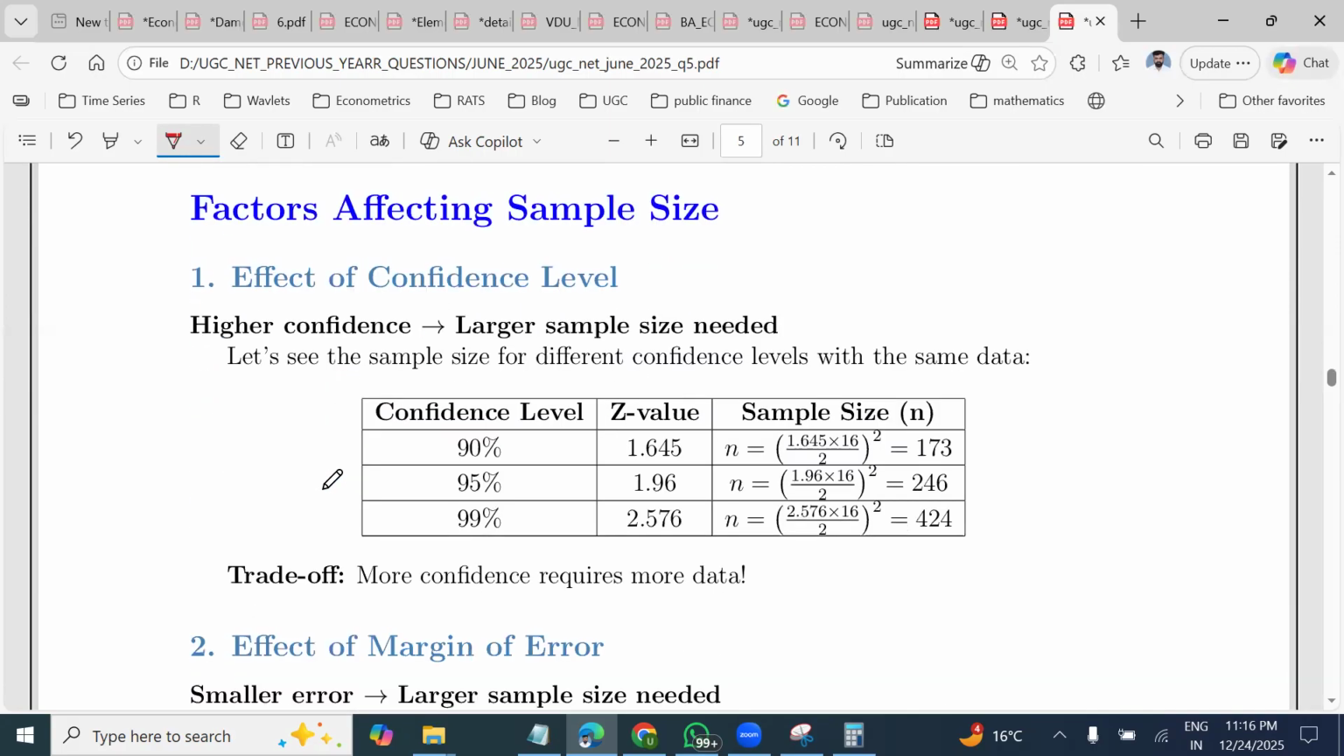So what are the factors affecting the sample size? Higher confidence means, this is a very tricky point, higher confidence means a larger sample size is needed.